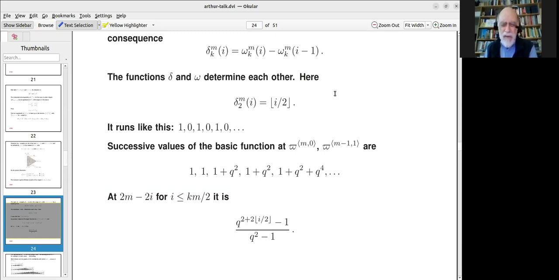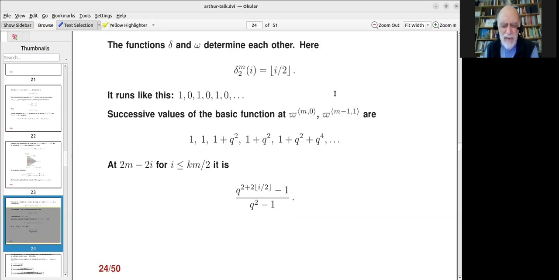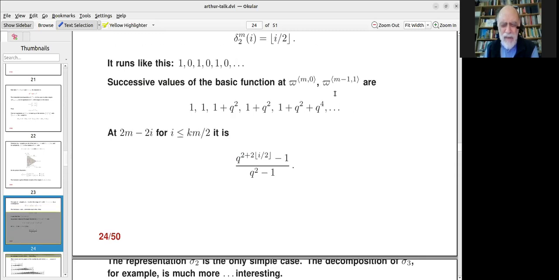And so you derive immediately from this and the previous formula, relating the basic function to the decomposition multiplicities, that the basic function at various points of diagonal matrices M0, M minus 1, 1, and so on, is given by 1, 1, 1 plus q squared, 1 plus q squared, 1 plus q squared plus q fourth, and so on. And there's a very simple formula for that.